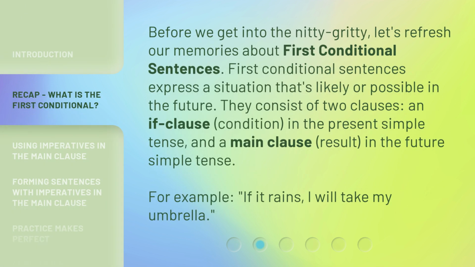Before we get into the nitty-gritty, let's refresh our memories about first conditional sentences. First conditional sentences express a situation that's likely or possible in the future. They consist of two clauses: an if clause, the condition, in the present simple tense, and a main clause, the result, in the future simple tense. For example, if it rains, I will take my umbrella.